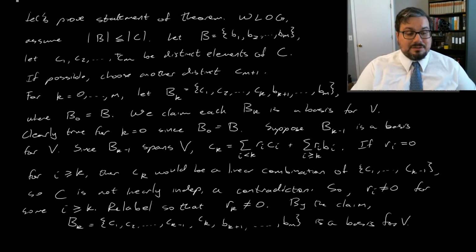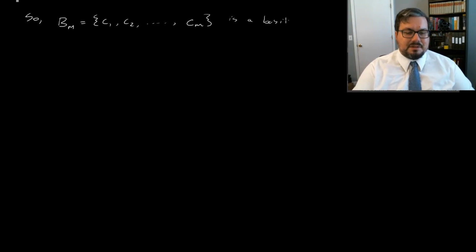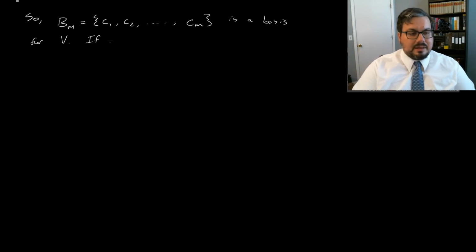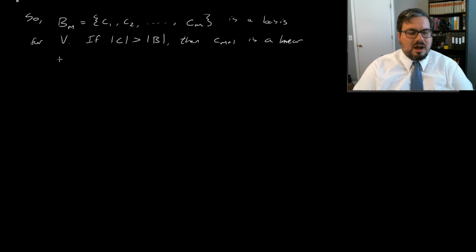All right, now eventually we're going to get to the nth point. So this means that this Bm, which is what we get after we've replaced all of our B basis elements with C's, is a basis for V. So now, if the cardinality of C is strictly greater than the cardinality of B, then we would get that Cm plus 1 is a linear combination of elements in Bm.